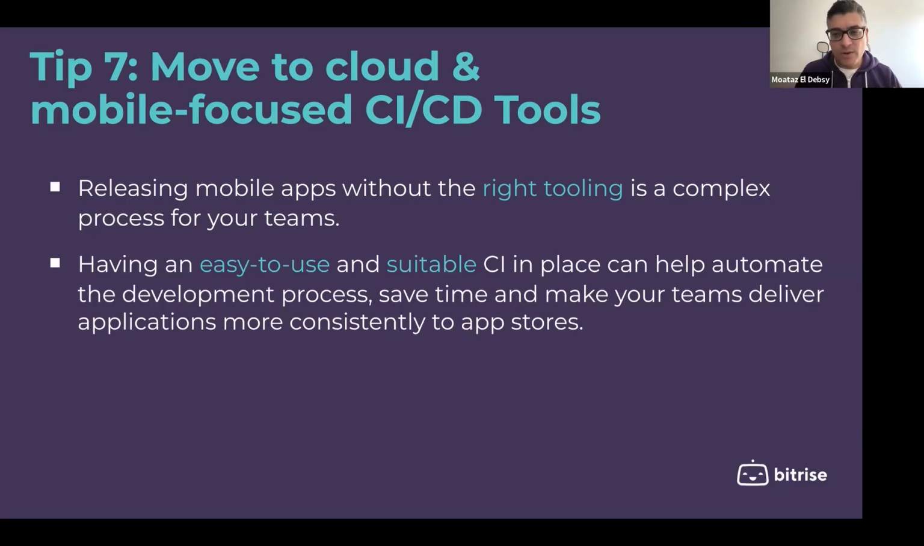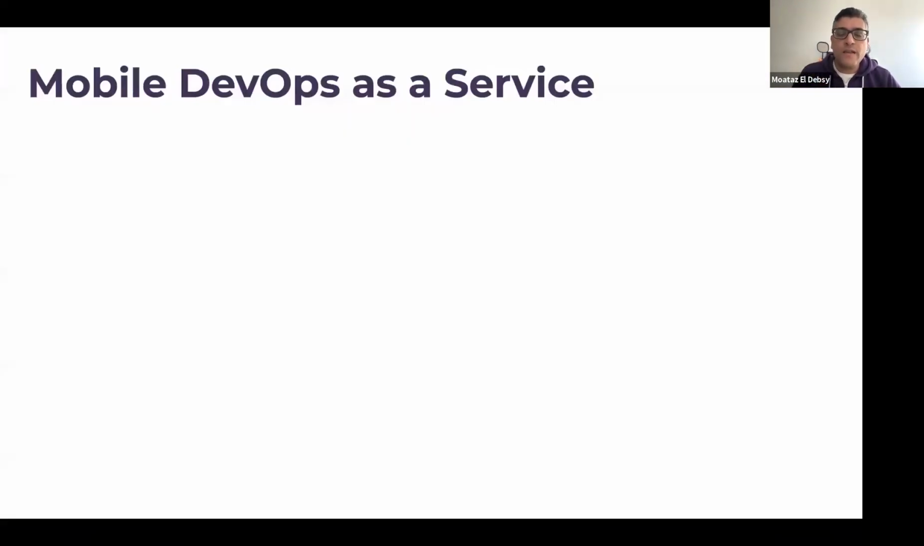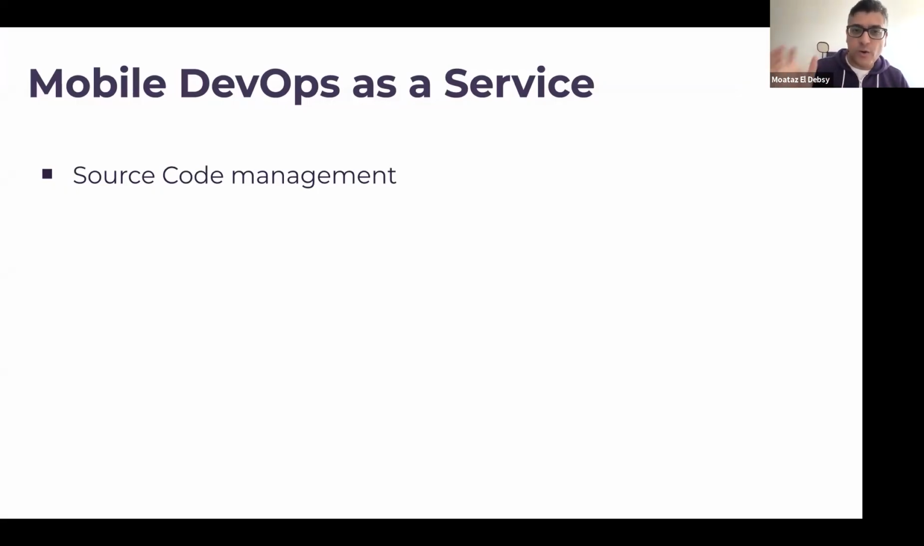Having an easy to use, stable CI in place can automate the development process, because of that moving to cloud, or the cloud focus tools, can be a unique feature. Because of that, I believe that mobile DevOps as a service, or if you are moving to a cloud CI server, will help us in the following things. It will take care of the source code management. So you just need to connect to your code repository, be it GitHub, GitLab, Bitbucket, or any other source code. It will take care of the artifacts management for your applications, test reports, logs, and everything.